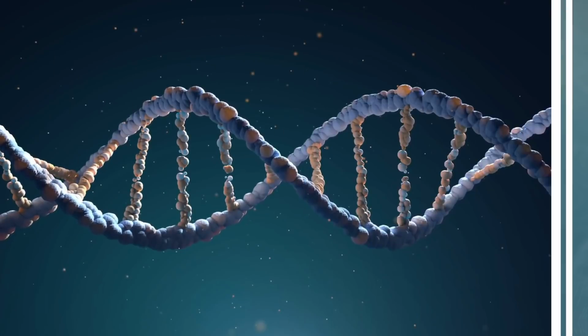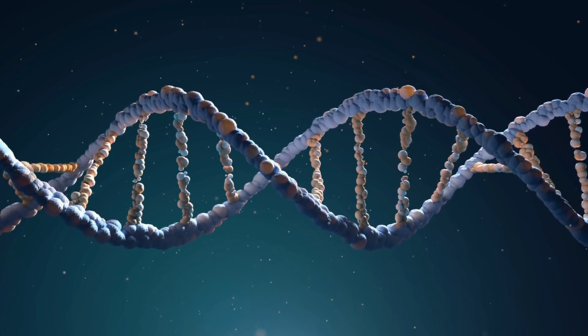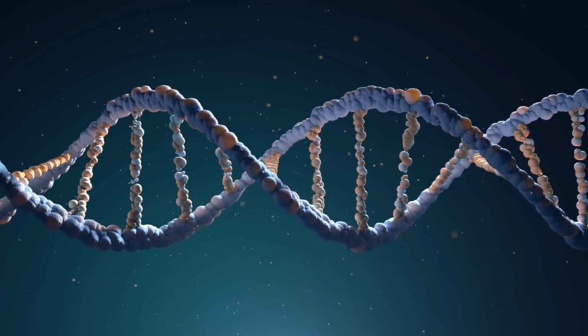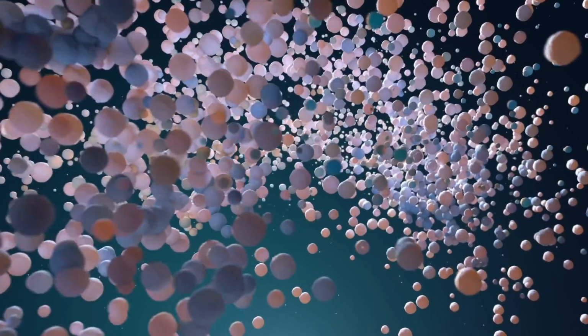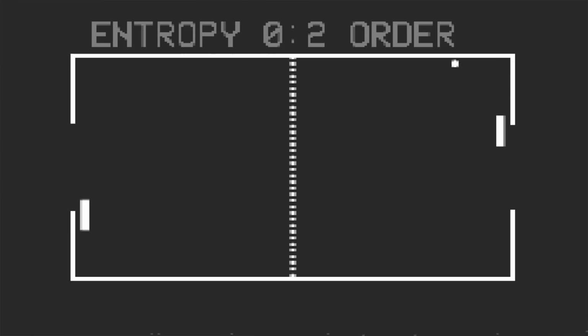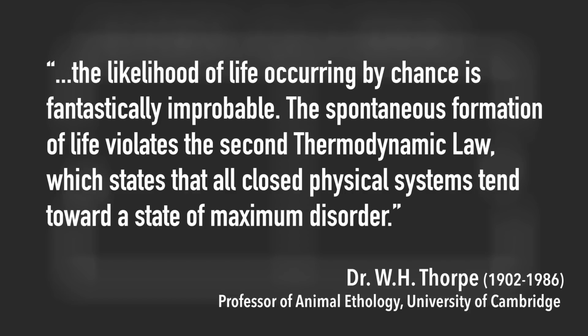To evaluate the likelihood of this possibility, mathematicians would first consider the second thermodynamic law, called the Law of Entropy, a law that demonstrates that all matter will tend toward a state of maximum disorder unless acted upon by an organizing force. As Dr. W.H. Thorpe puts it, the likelihood of life occurring by chance is fantastically improbable. The spontaneous formation of life violates the second thermodynamic law, which states that all closed physical systems tend toward a state of maximum disorder.